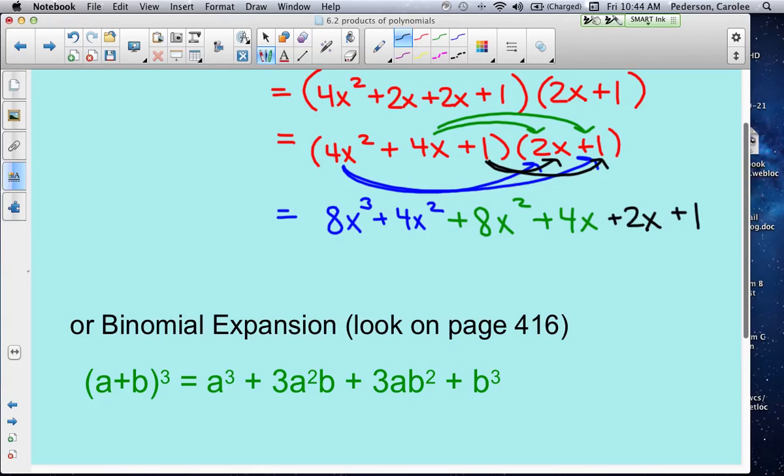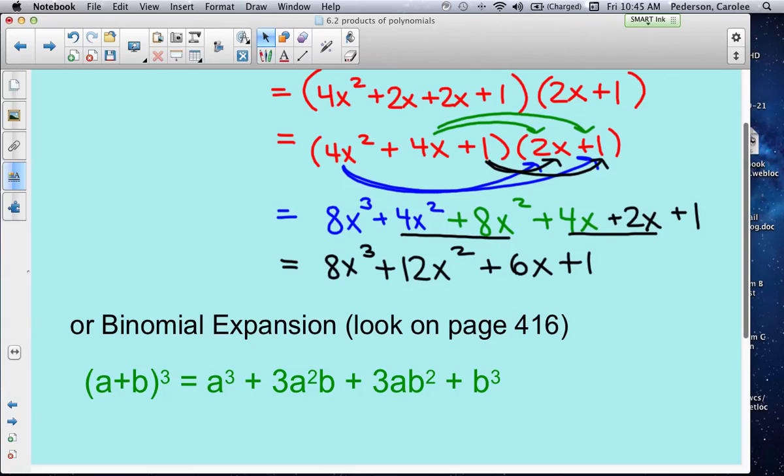Now I combine any like terms that might be there. So the highest term is 8x cubed. Then I have a pair of like terms here. 4x squared plus 8x squared is 12x squared. Then I have another pair of like terms. 4x plus 2x is 6x. And then I have 1.